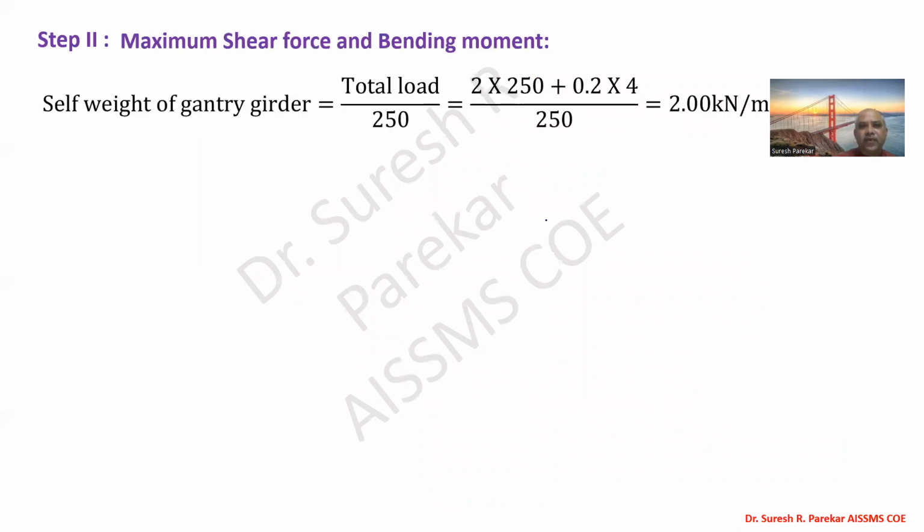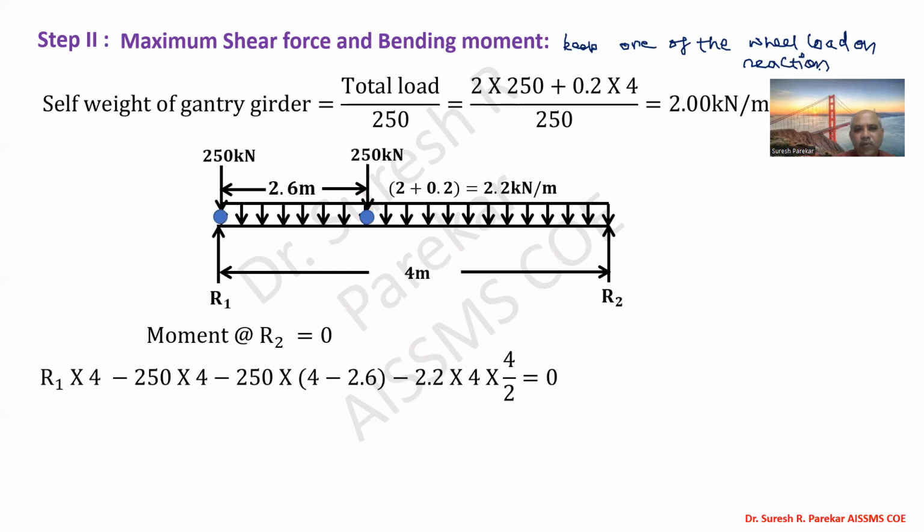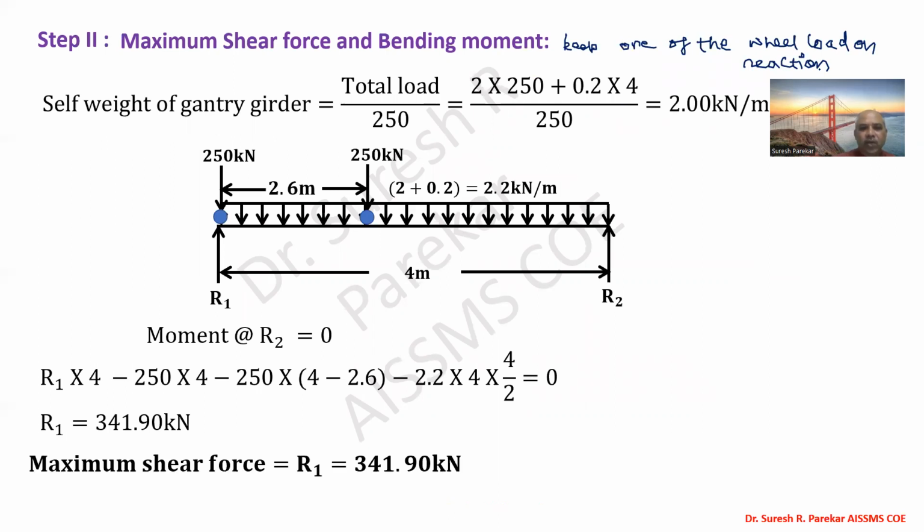For maximum shear force, we have to keep one of the wheel loads on the reaction. Then we will just put it on the reaction and take moment about R2. From this I will get the value of R1 as 341.90 kilonewton, which becomes my maximum shear force.